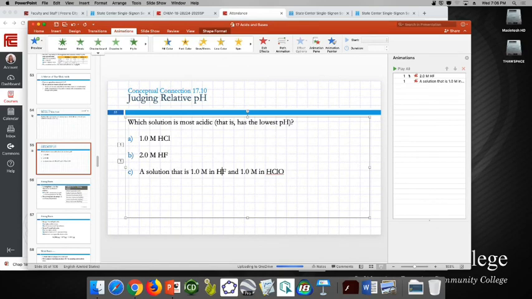Because it's a strong acid, right? HF with HClO, they're all weak acids. And as we saw with the percent ionization, they really don't ionize very much at all.